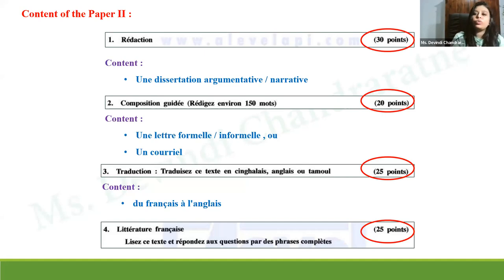So only these two types of essays would be there, one from these, and no other kinds of essays would be appearing. So make sure that you tackle the question well before you start writing it, okay? And then the second part in paper two is the composition, which means the communication part, where you will be getting either a letter or an email, a kind of communication module, right? You'll be given 20 marks.